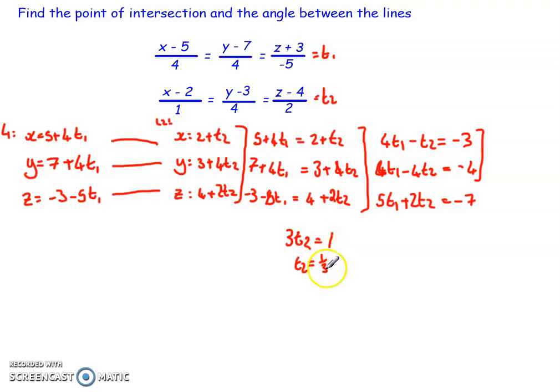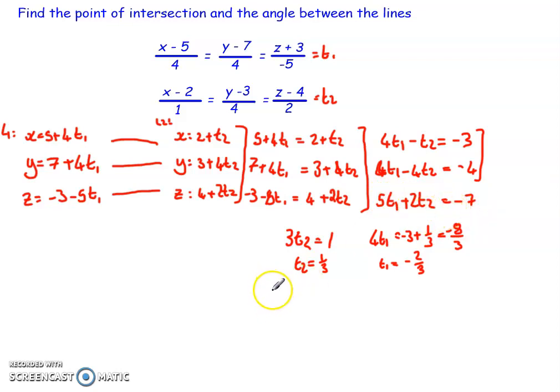What I can do is take that third and substitute it into either of these two equations. So let's look at the top one. For that, I'd then end up with 4t1, shift the t2 across, equals negative 3 plus a third, which is negative 8 over 3. Divide through by the 4, and I get that t1 is equal to negative 2/3. Now that I've got that, I can use the third equation to check.